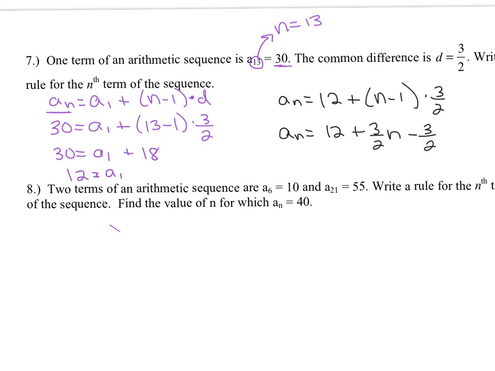And then I'm going to just combine my like terms. So we get 3/2 n. And then if I take 12 minus 3/2, combining those with a common denominator, you get positive 21 divided by 2. So 21/2 is what you get when you add 12 plus negative 3/2. So this would be the nth term of the sequence.